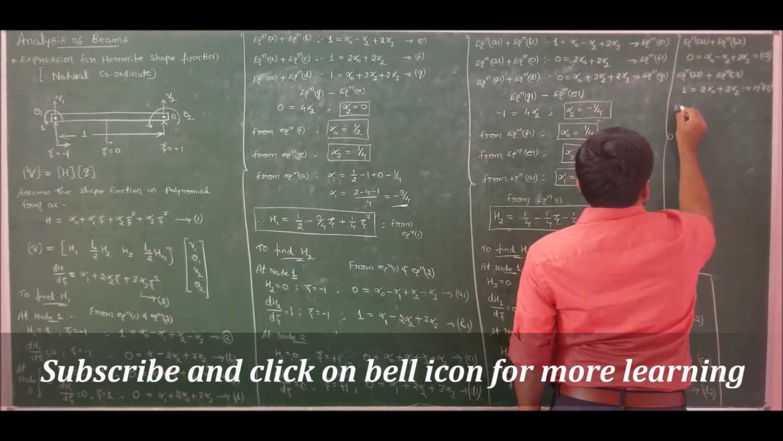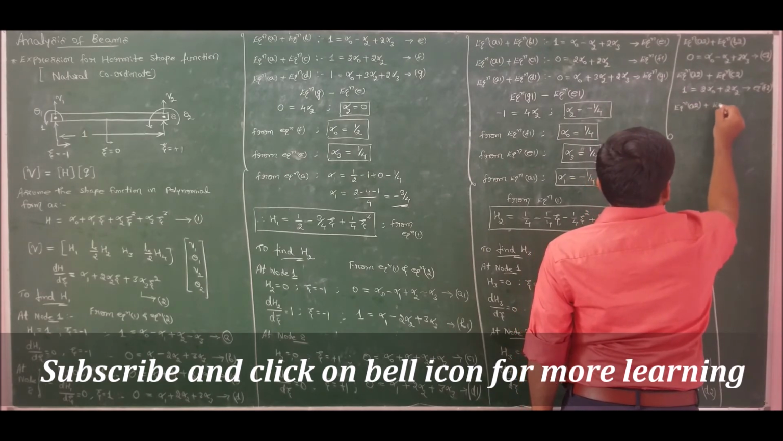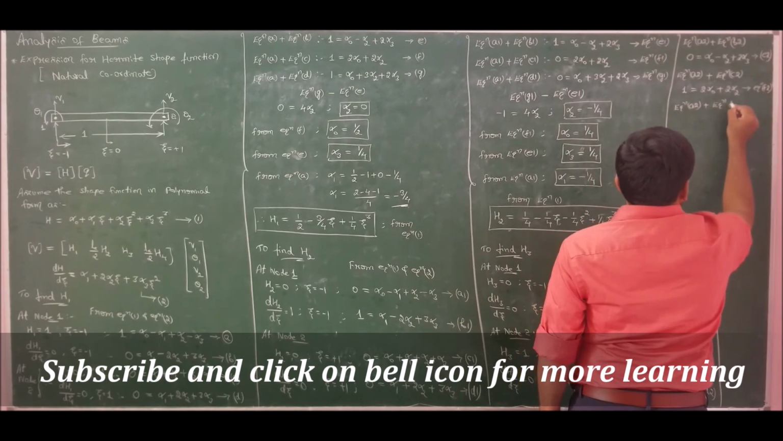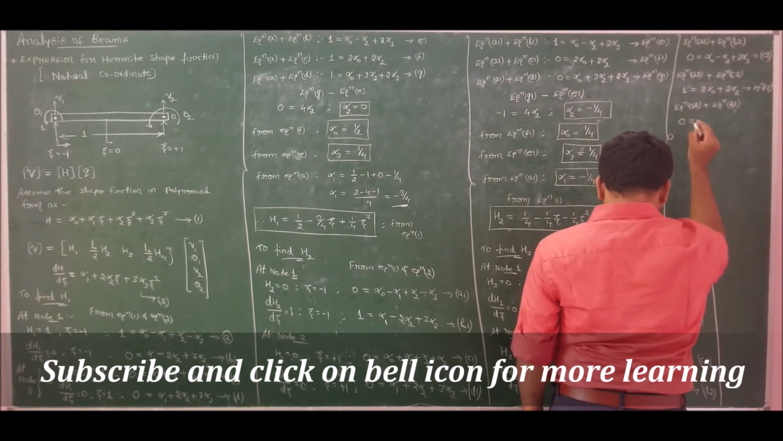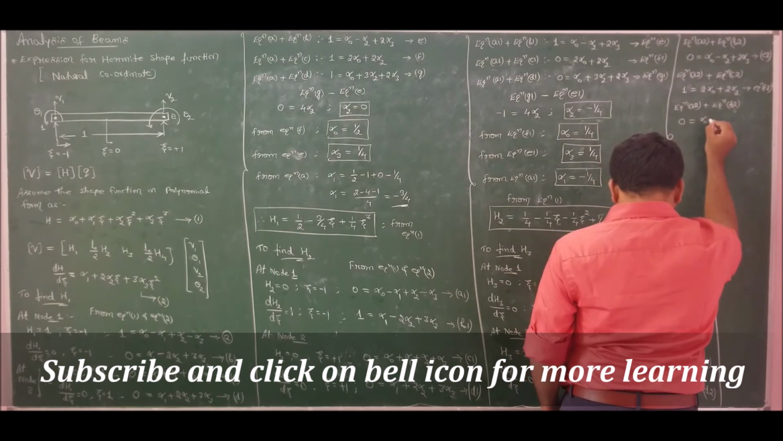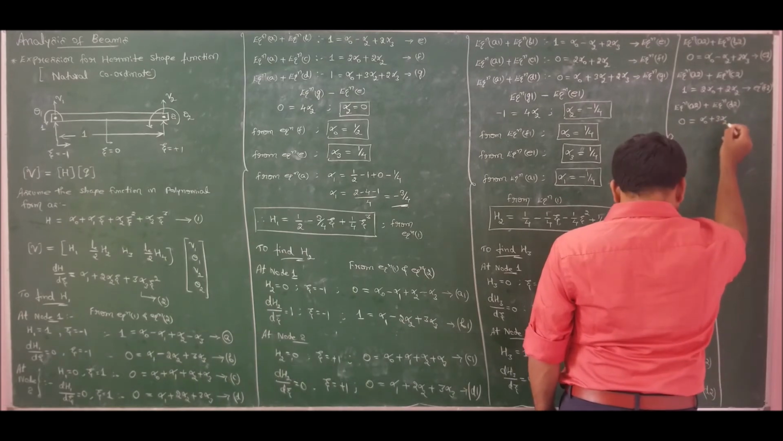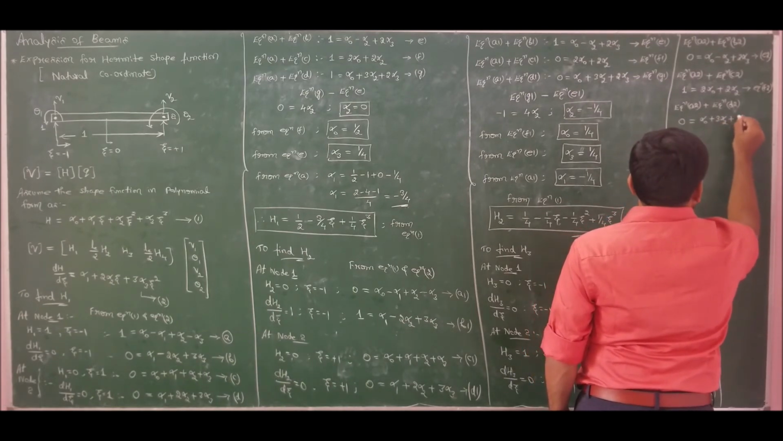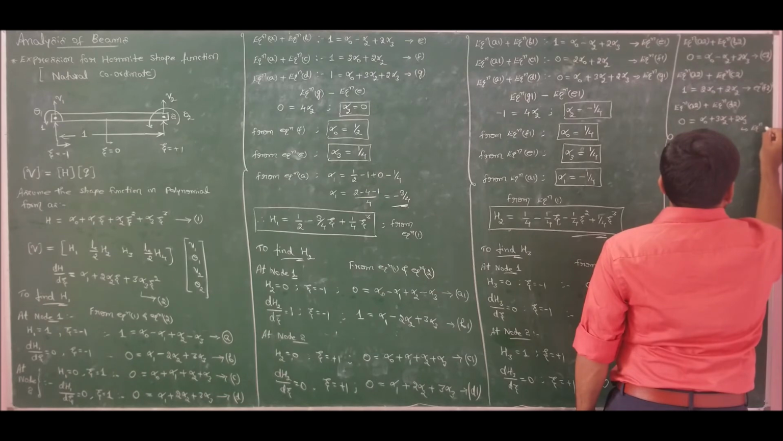Next, equation A2 plus equation D2. Equation A2 plus equation D2 will be 0 is equal to alpha naught, alpha 1 will get cancelled, plus 3 alpha 2 plus 3 alpha 2 plus 2 alpha 3. Take this as equation G2.